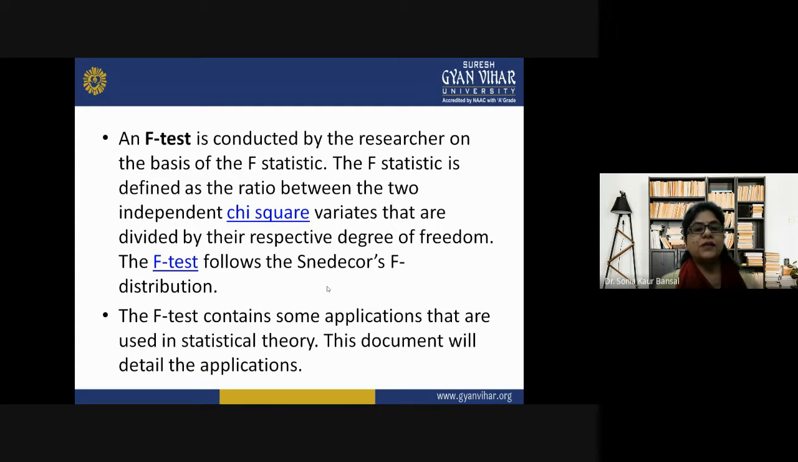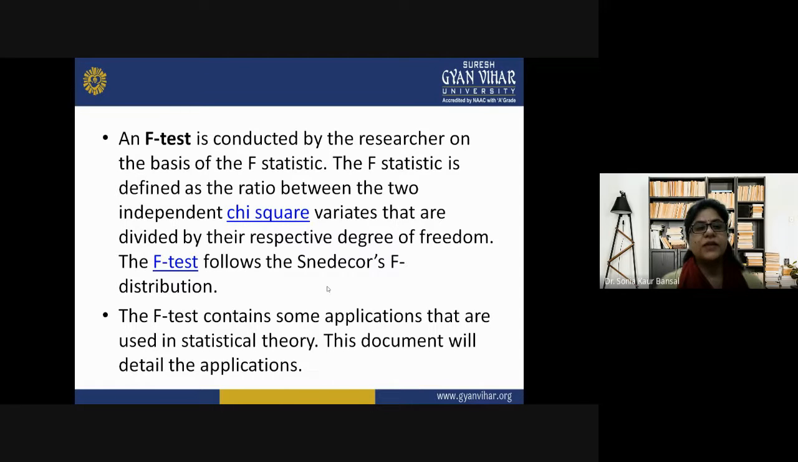The F statistic is defined as the ratio between two independent chi-square variates that are divided by their respective degrees of freedom. The F-test follows Snedecor's F distribution. All right, students.